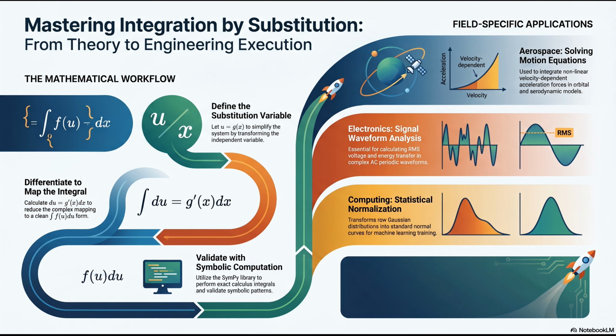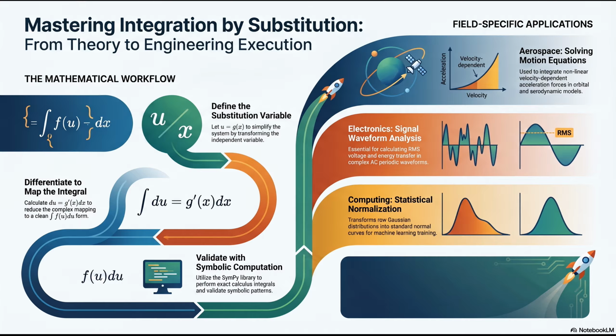That is exactly what it is doing. By substituting the raw, messy data point with the standardized z-score, you transform an unpredictable infinite distribution into a standard normal curve. Which makes it readable. Yes. And a standard normal curve is the foundational requirement for computational training.